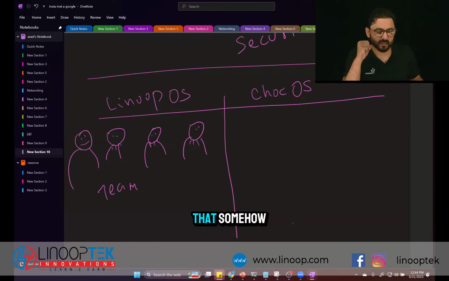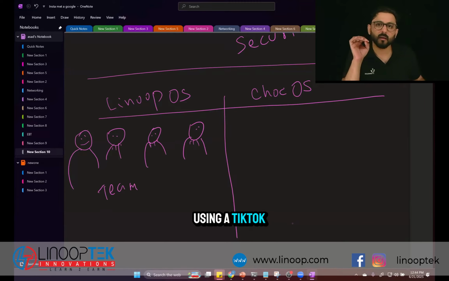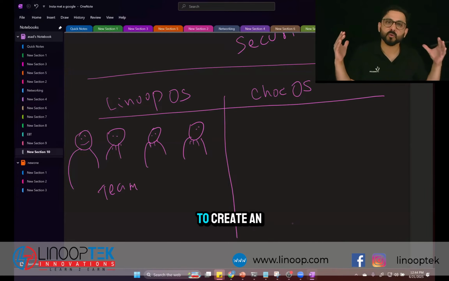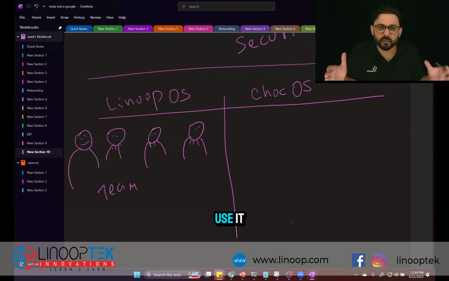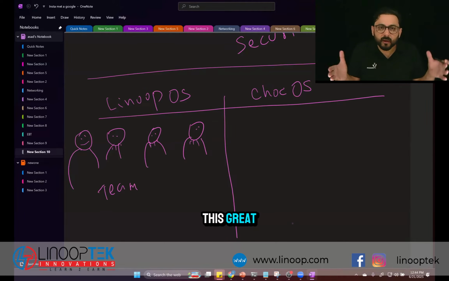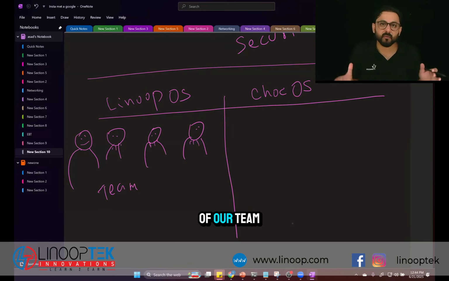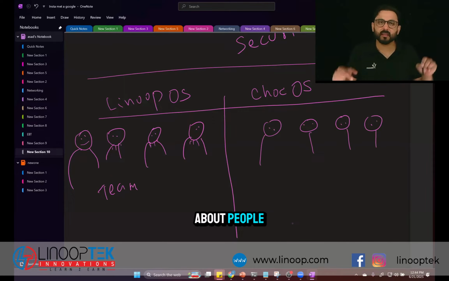You came up with this idea that somehow you're going to motivate everybody on the internet using TikTok and Instagram and say, we are going to create an operating system which is going to change humanity forever, and everybody can download this freely, and nobody has to ever pay a penny for this. Therefore, we're inviting all the smart people on this earth to join this great noble cause and be part of our team. And as a result, you have attracted all of these smart people around the world, these geeks, and they care about people and they care about humanity.